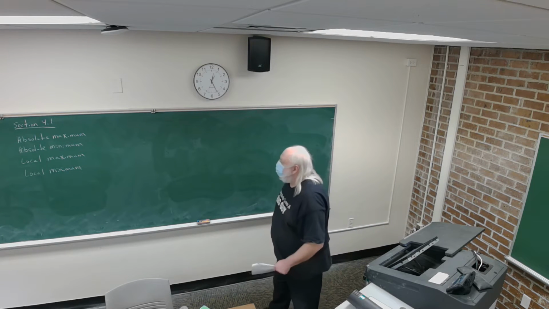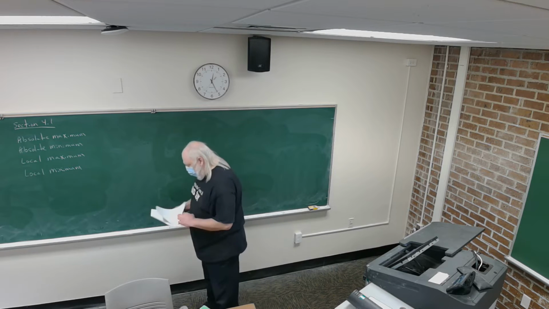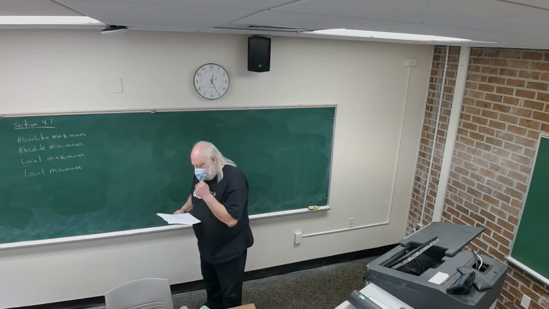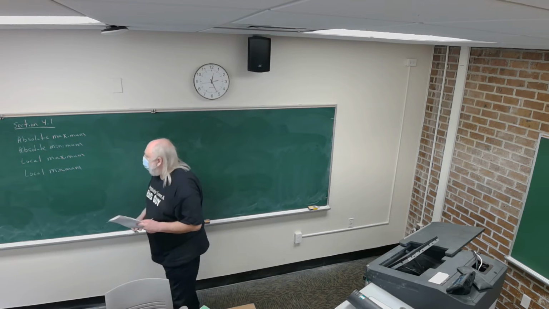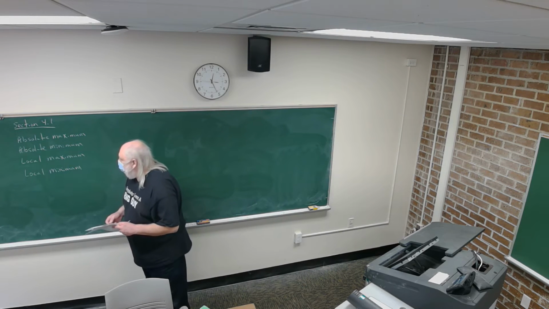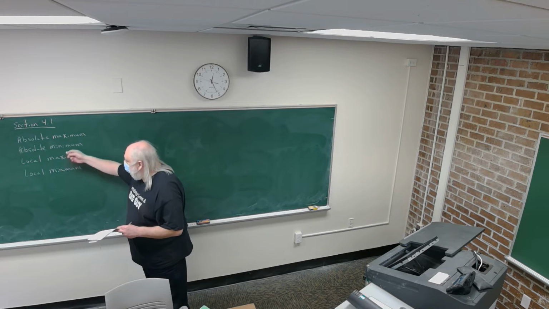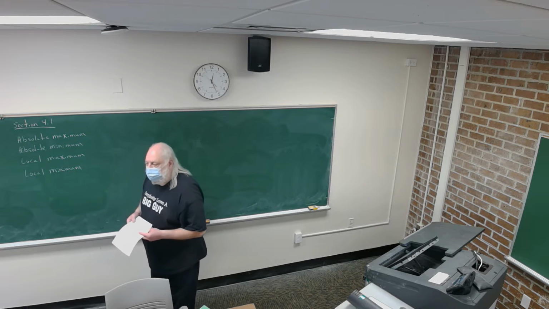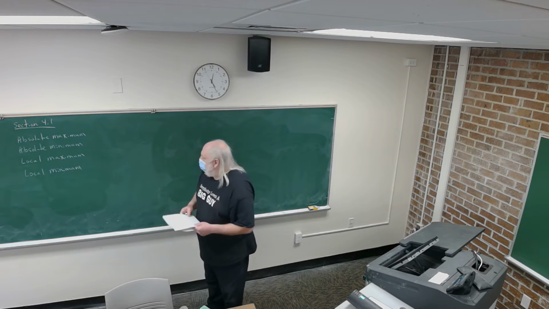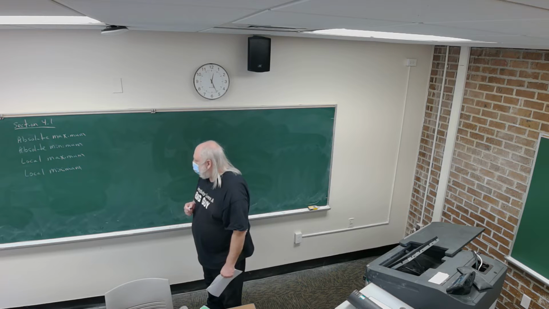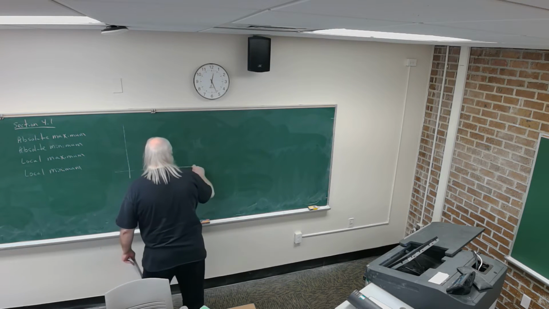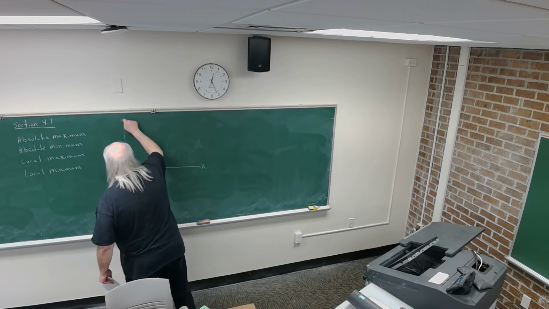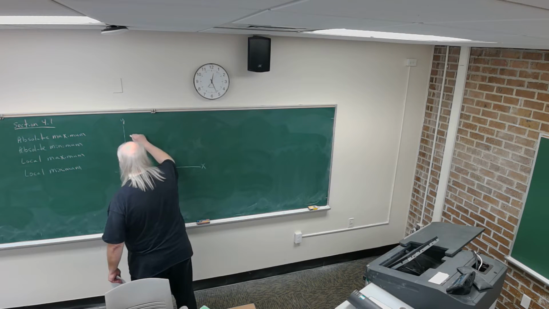All right. So section 4.1 is on maximum and minimum values of a function. And yesterday we talked about the difference between an absolute maximum, absolute minimum, local maximum, local minimum. Okay. So, I'm just going to make this up off the top of my head so we can just review.